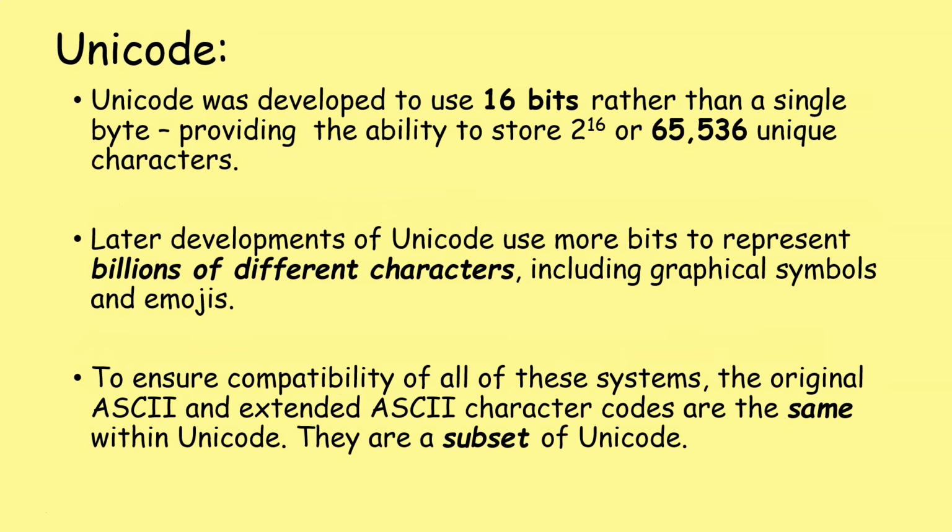Later, Unicode was developed using 16 bits rather than a single byte, providing the ability to store 2 to the power 16 or 65,536 unique characters. Later developments of Unicode use more bits to represent potentially billions of different characters, including graphical symbols and emojis. To ensure compatibility of all these systems, the original ASCII and extended ASCII character codes are the same within Unicode. They are in fact now a subset of Unicode.